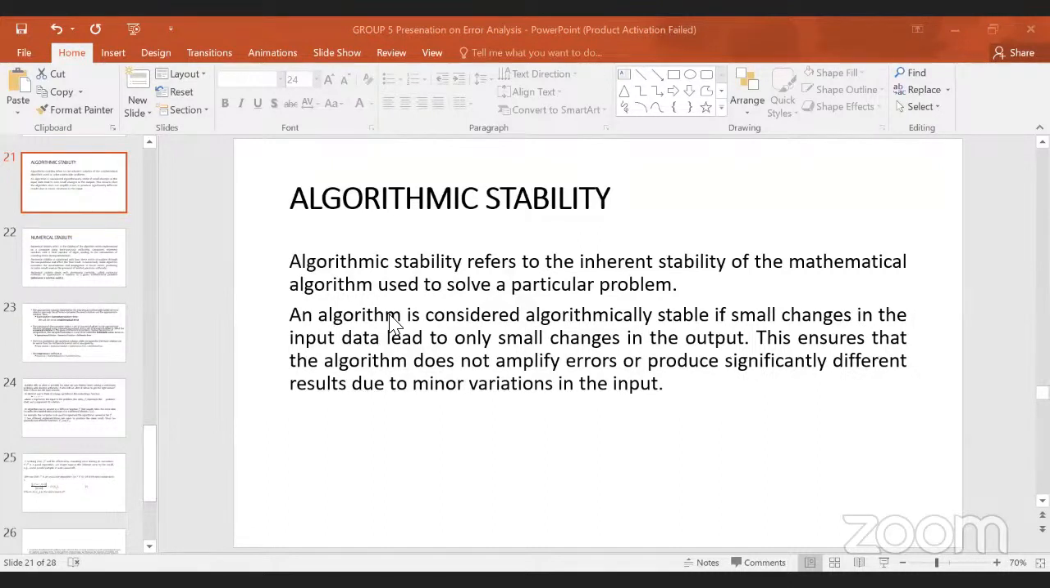So we go back to algorithmic stability. We say this refers to the inherent stability of the mathematical algorithm used to solve a particular problem. We'll continue to say an algorithm is considered algorithmically stable if small changes in the input data lead to only small changes in the output. This ensures that the algorithm does not amplify errors or produce significantly different results due to minor variations in the input.